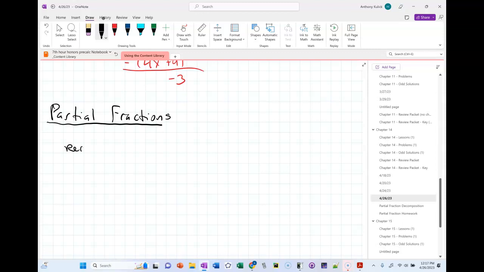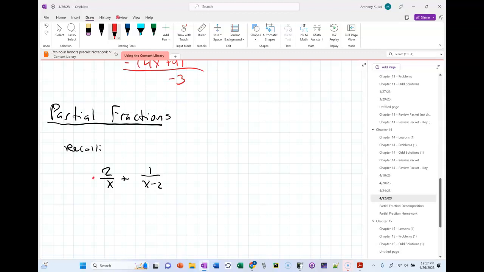Recall back from last year, say we asked you to add these two fractions. If you wanted to add these two fractions together, what would you need to do? Make a common denominator. Great. What would that common denominator be in this case? Okay, x times x minus 2, same thing that you said.